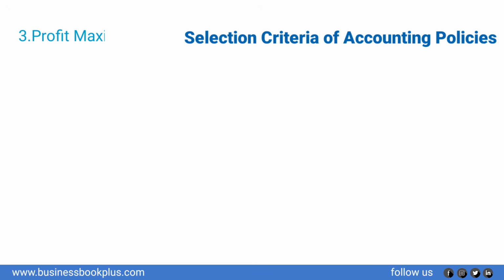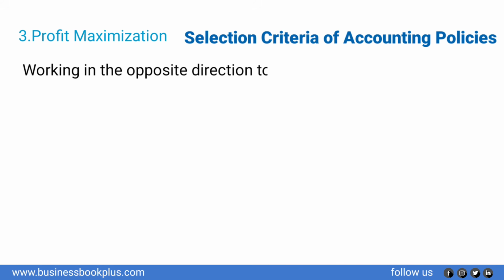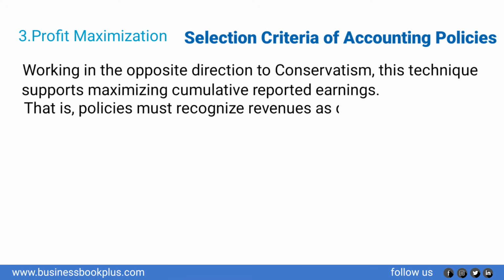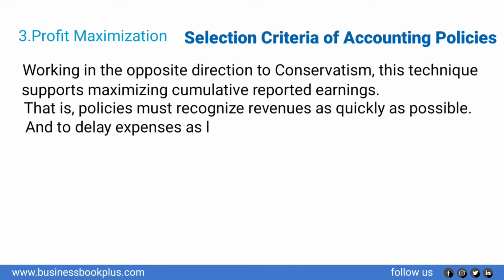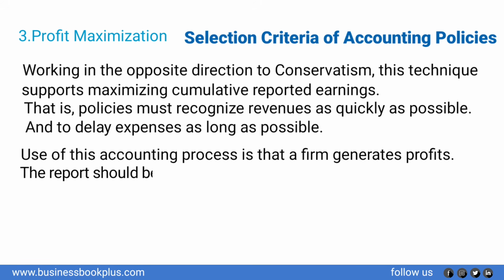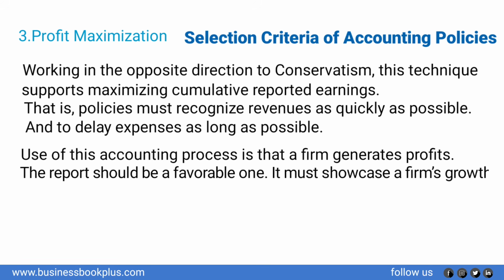Number 3. Profit maximization. Working in the opposite direction to conservatism, this technique supports maximizing cumulative reported earnings. That is, policies must recognize revenues as quickly as possible and delay expenses as long as possible. The use of these accounting policies is so that a firm generates profits. The report should be a favorable one. It must showcase a firm's growth.